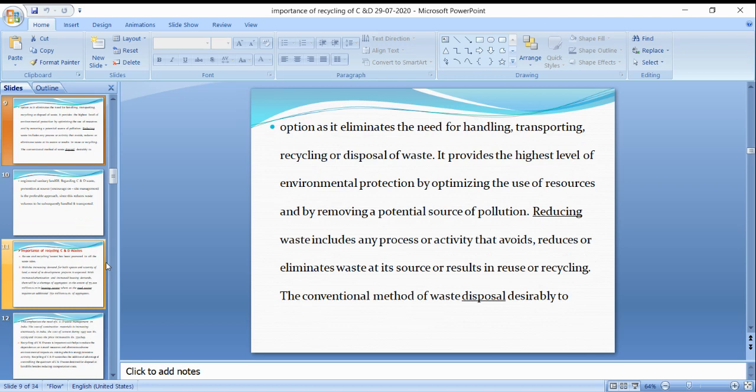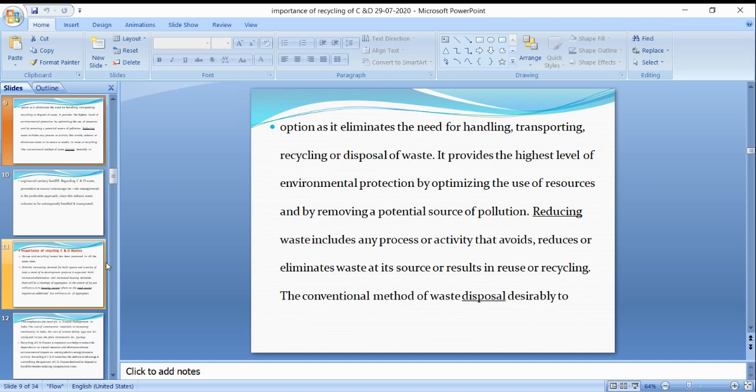So as a waste management option, it eliminates the need for handling and transporting. We also have to see that it should be handled and transported for the disposal. So before going to the disposal, it should be handled carefully, and transportation is also important. And finally we will see whether it is recycling or disposal. So it is important to see that handling and transportation are also very important.